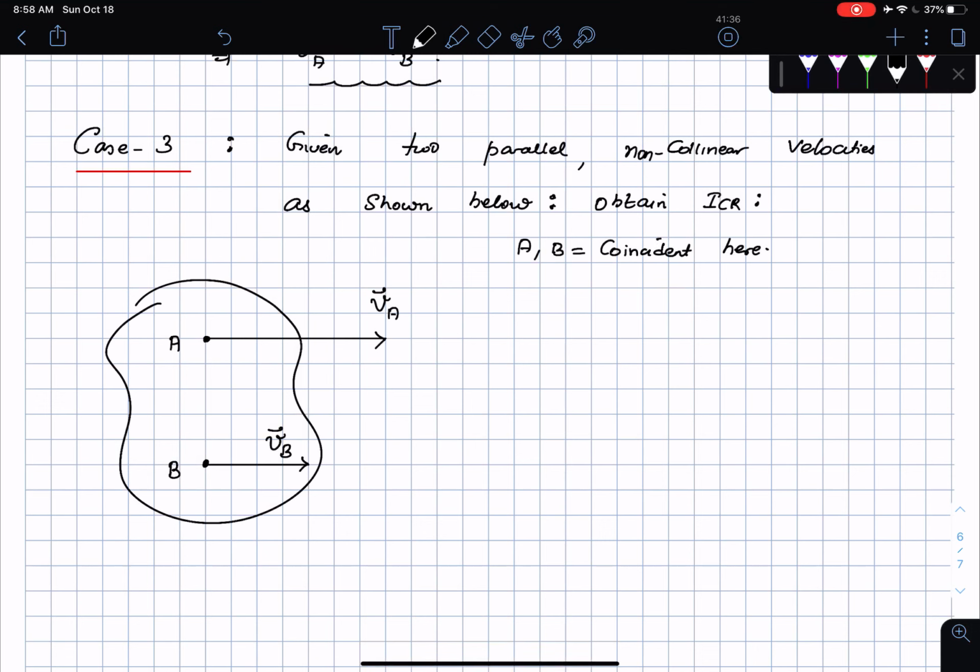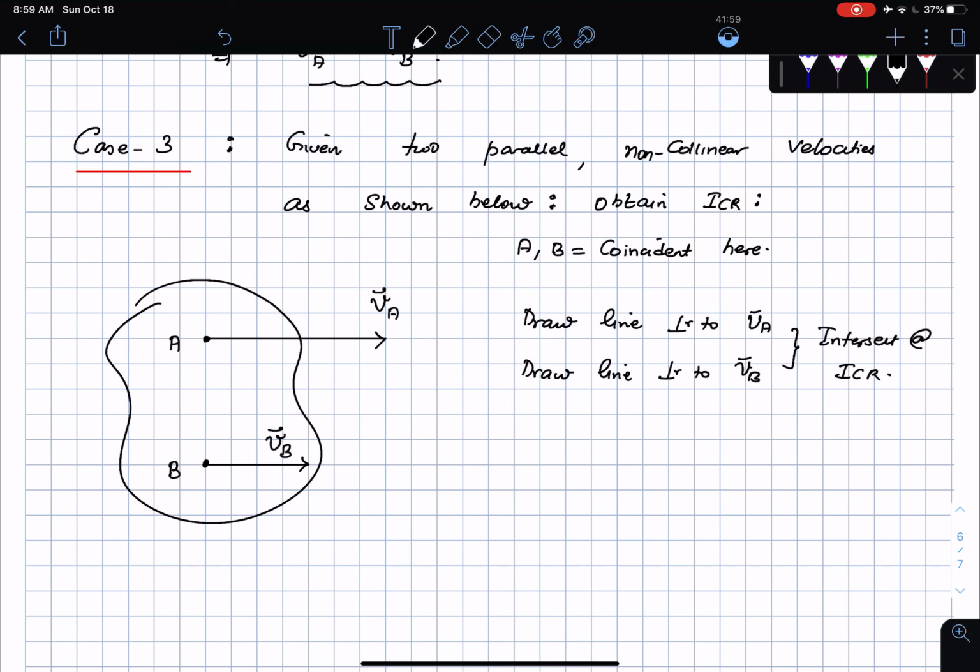Okay, how do I find the instantaneous center? Draw a line perpendicular to VA, draw a line perpendicular to VB. Okay, the point of intersection is the ICR.